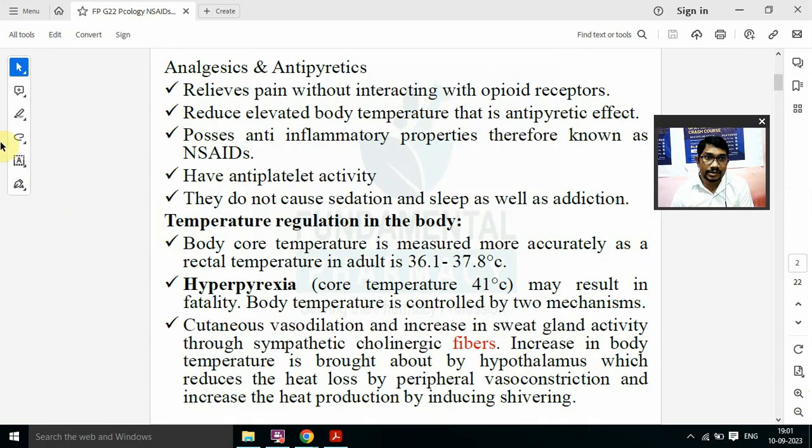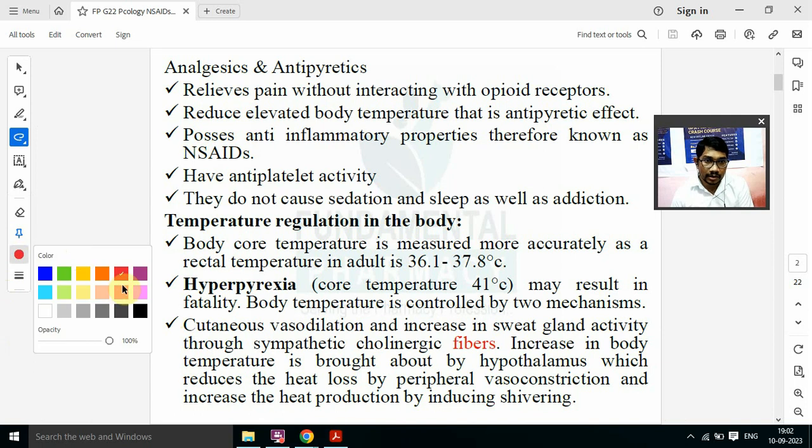We have already seen how there is a regulation of your body temperature. So see that. Hyperpyrexia means what? Increase in the body temperature is known as hyperpyrexia. Or simply in your language it is known as fever. Hyperpyrexia, that is nothing but fever.